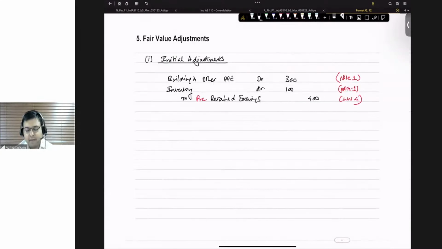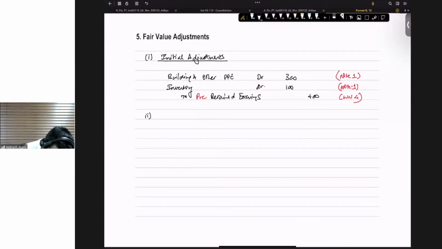Do I have any subsequent impact? Yes. Additional depreciation is one. Second is sale of inventory. So we will have to consider those 2 items. Okay. So subsequent adjustments. See, building's value is increasing from 3000 to 3300. So that gives me an upward valuation. Because of upward valuation, depreciation also should increase. So can somebody tell me what is the additional depreciation that needs to be recorded on account of fair valuation of building?